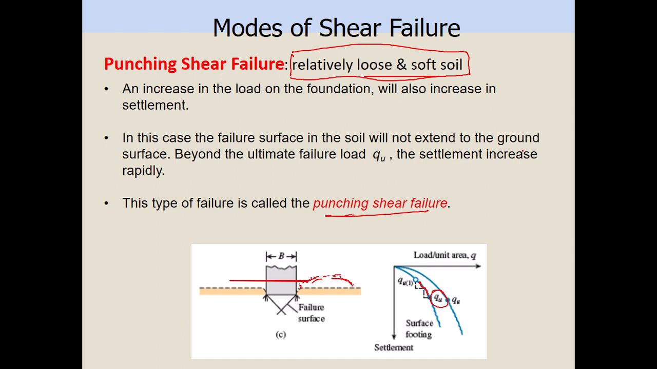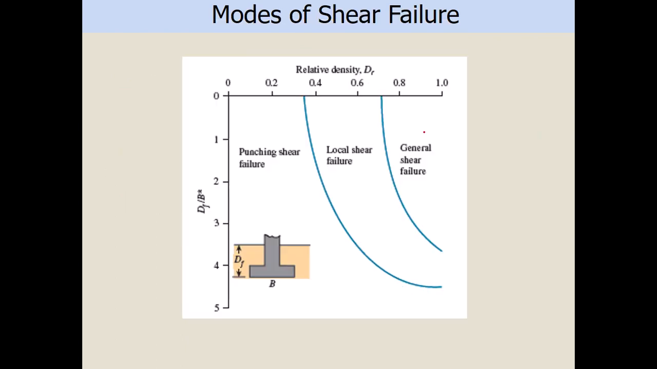If you want to design the foundation in soft soil, it means that the mode of failure is the punching shear failure. Or for loose sand, of course, the punching shear failure. So this is the correlation of the relative density. This is for sand; relative density is for sand.